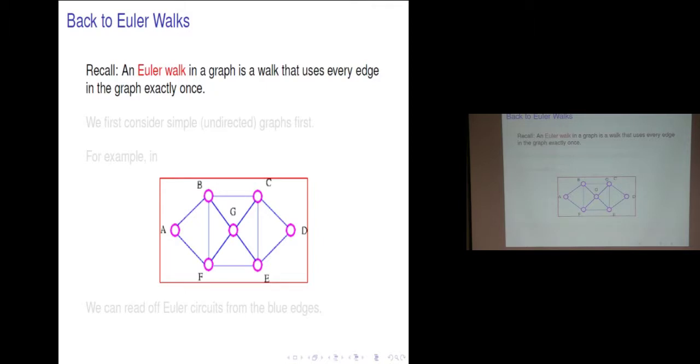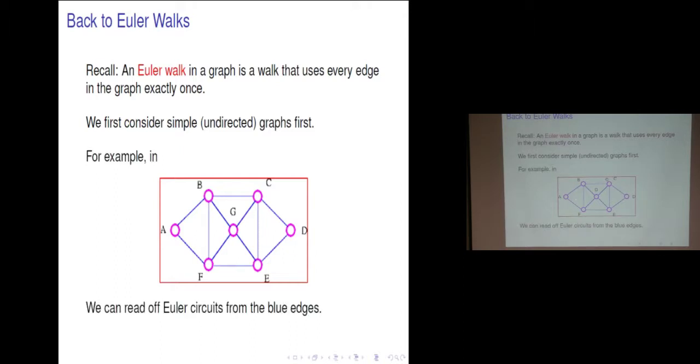Okay, good. Now we can go back to talk about Euler. Let's recall, an Euler walk in a graph is a walk. The word walk has a specific meaning, right? It doesn't mean we walk around. It is a walk that uses every edge in the graph exactly once. That's an Euler walk. We first consider undirected graphs.